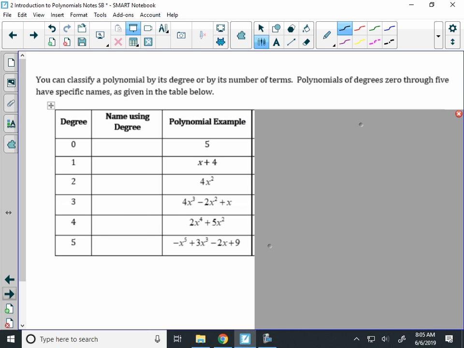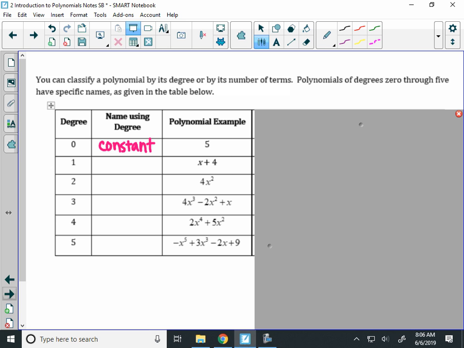We can name polynomials based on their degree. So here, I'm going to do the left side of the chart first, and we'll go back and do the right side. If I have a degree of 0, right, that's like 5. That's a constant. Now, the reason it has a degree of 0 is because this is technically like 5x to the 0 power. But any number raised to the 0 power is equal to 1. So it's really 5 times 1, which is just 5. So a number by itself is a constant.